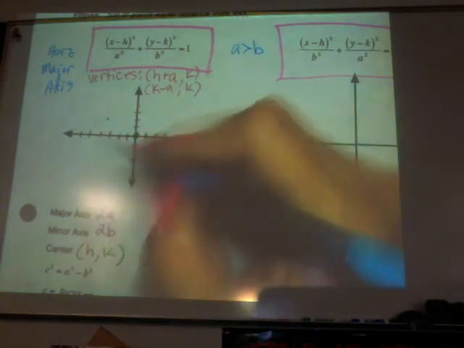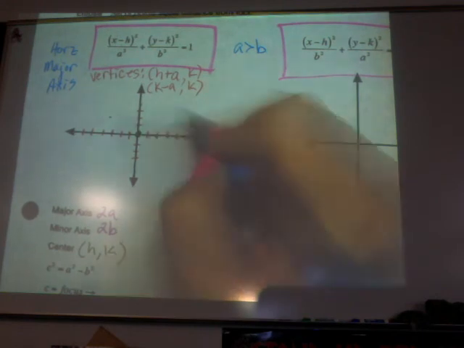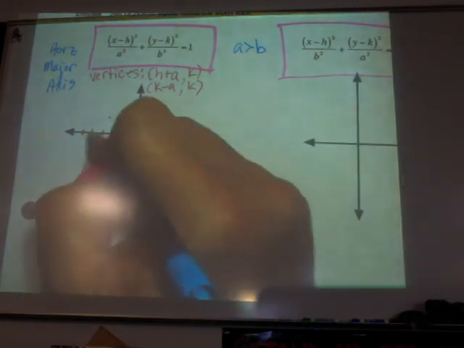So my vertices, I'm going to go out 1, 2, 3, 4, 5, 6. And to the left, 1, 2, 3, 4, 5, 6.